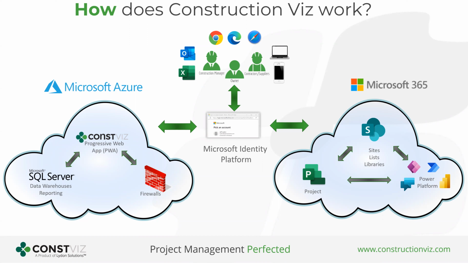And as we've talked about, there are integrations with the Power Platform, Power Automate, and Power BI, as well as Project and the other Microsoft 365 apps like To Do and Planner. We can also integrate your line of business systems, either through APIs, or by, for example, dropping off a P6 file, and then we would ingest that into Construction Viz and hydrate the Construction Viz libraries and lists.